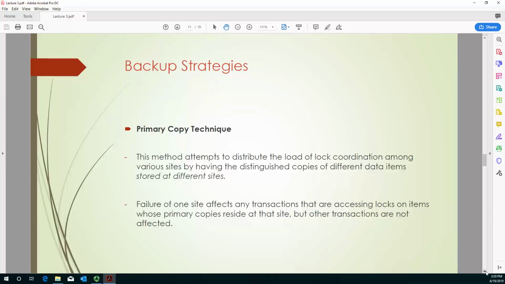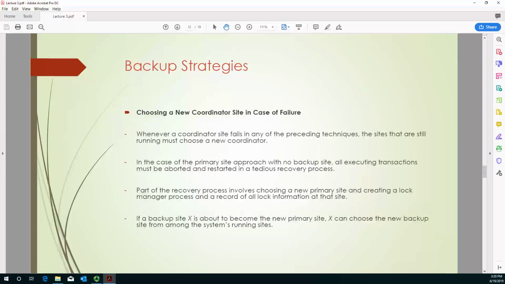So that's one of the primary copy techniques: having coordination between different storage sites and coordinating between them. So if this primary site goes down, which is going to be the backup site? That's decided by that particular strategy.